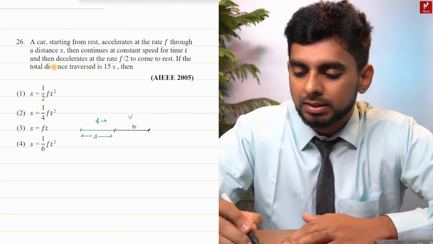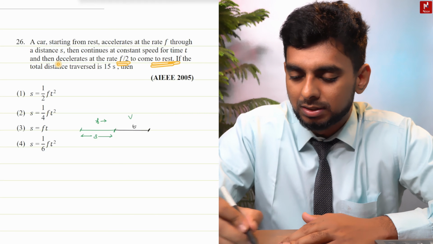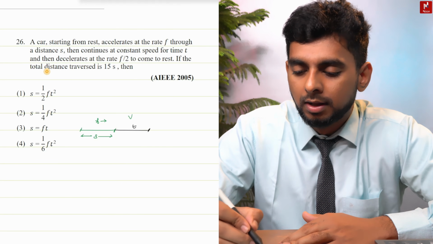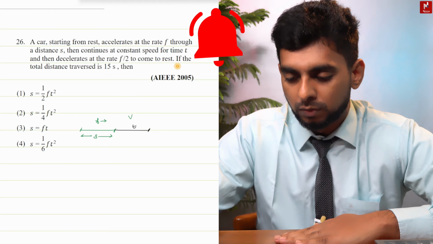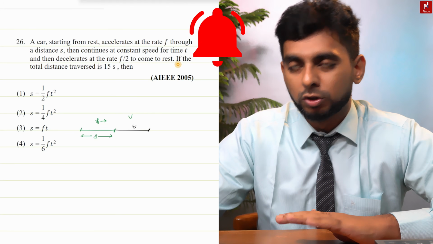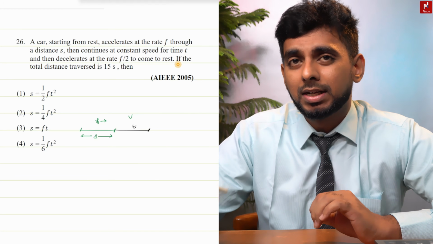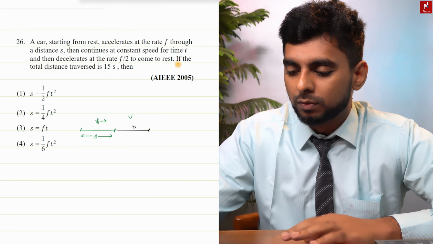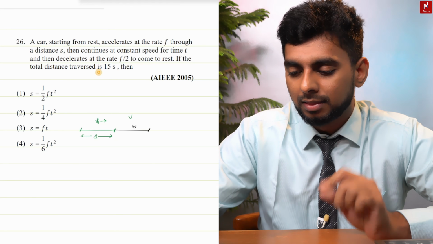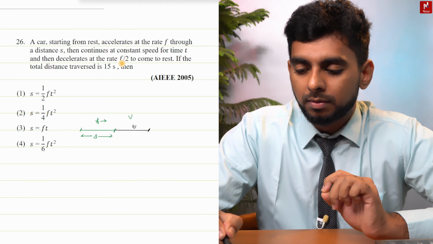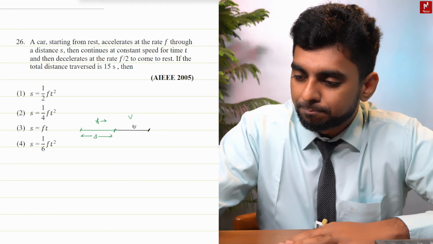Then it decelerates at the rate f by 2 to come to rest. This is an important part over here. It's going to decelerate at the rate of f by 2 and then it comes to rest. Got it? So in the third part of the motion, it is undergoing deceleration. The deceleration is f by 2. But they haven't given anything related to the distance that got covered, but it is a hidden thing that we could actually find out by using this f by 2.